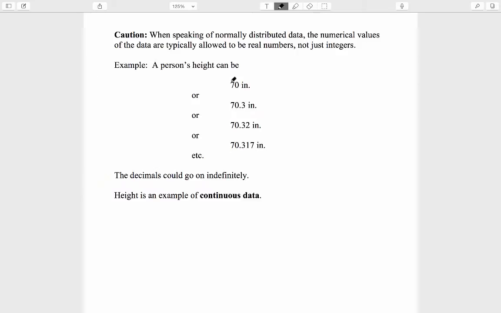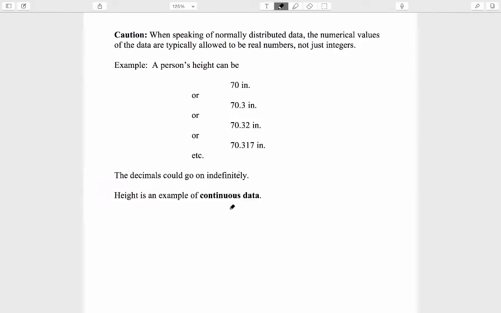Imagine that we initially measure someone to be 70 inches, but we're being imprecise. And then we measure a little more carefully, and it turns out to be 70.3. And then we measure even more carefully, it turns out to be 70.32. We keep going, we can take more and more precise measurements. The decimals could go on indefinitely.